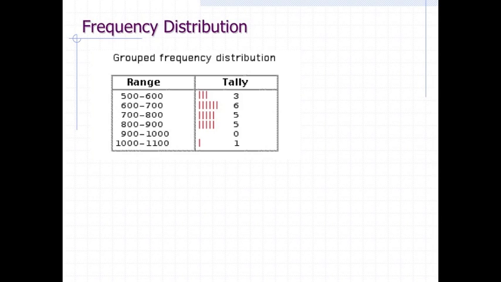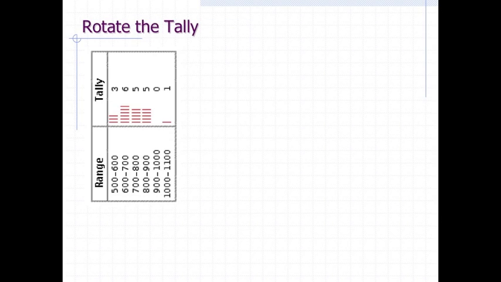To understand the relationship between frequency and the height of bars in a histogram, place one tally mark in the appropriate row for each frequency. Notice that the class interval with the highest frequency, 600 to 700, has the highest tally height, 6. Then, if you rotate this table on its side, you can see a figure that is beginning to look like a histogram.